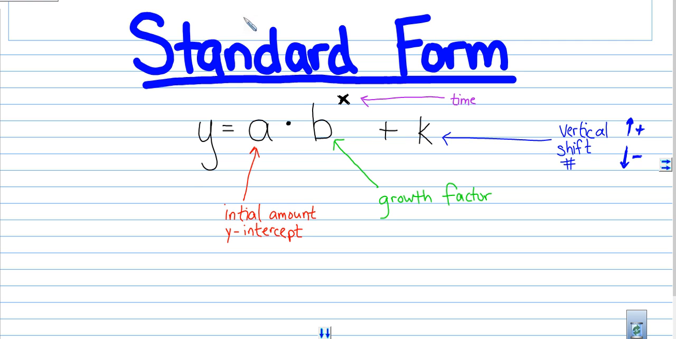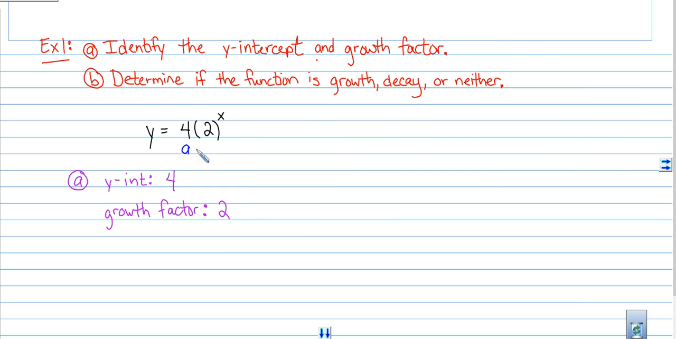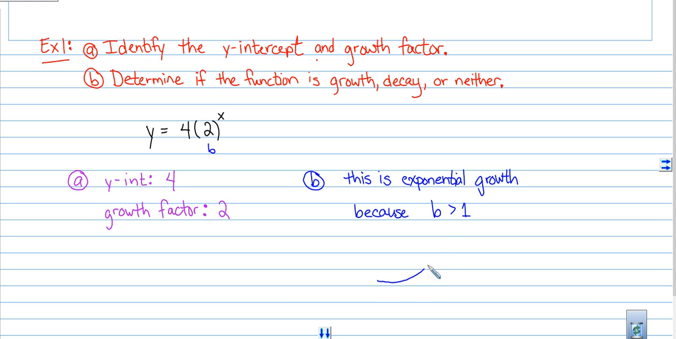So the y-intercept for this equation is the a value. So this would be like a times b to the x. So our a is 4, and a stands for the y-intercept. And our b is 2, so our growth factor is 2. And then if we look, this is an exponential growth equation because our b, which is that 2 right there, is greater than 1. And so this means that our general shape will go up as it goes to the right.